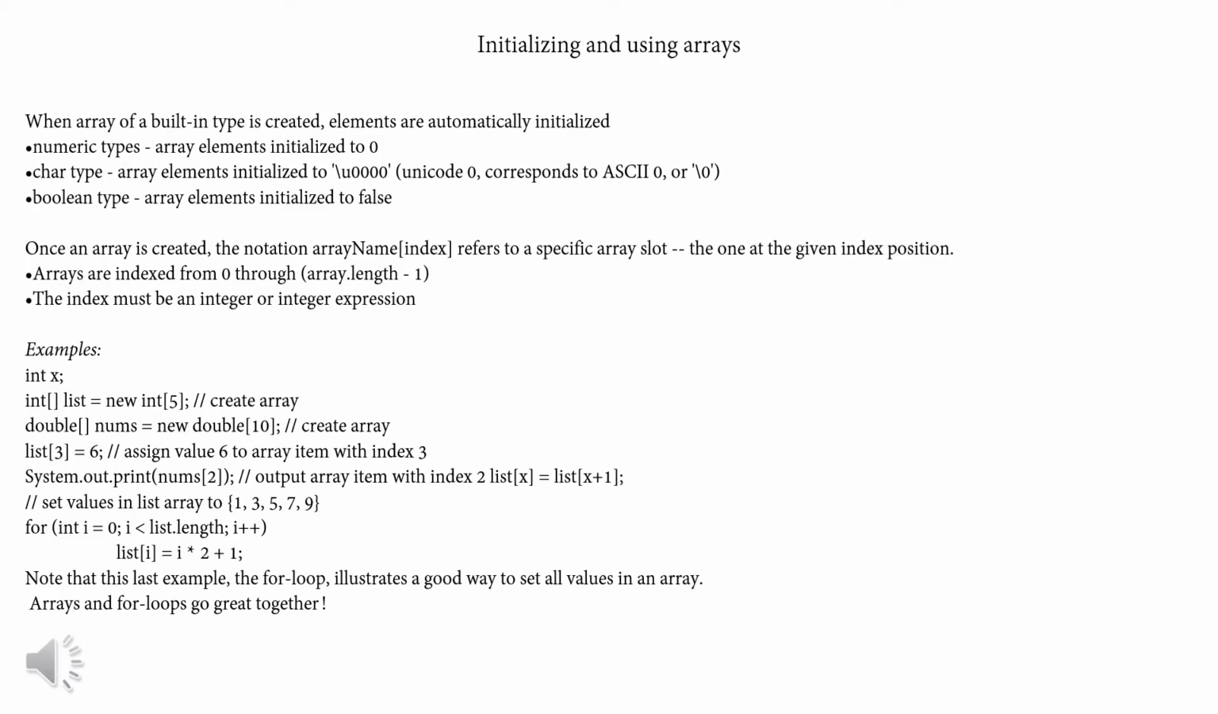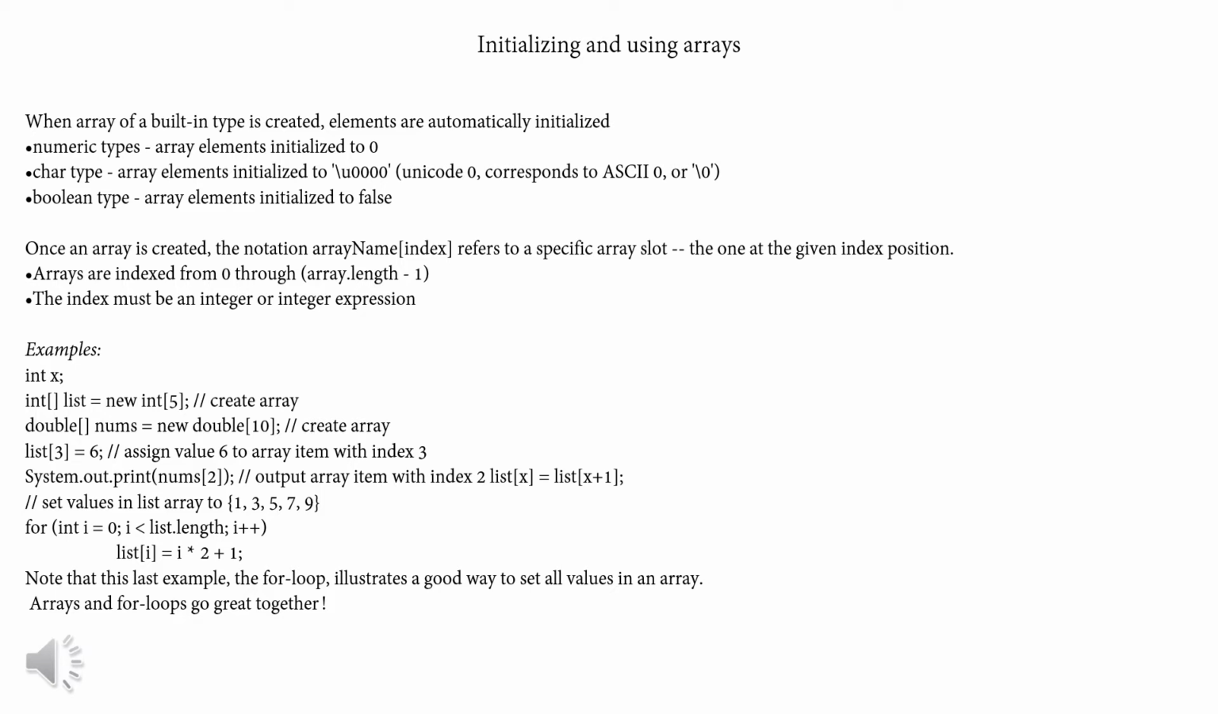So here we are going to see how we can initialize and use arrays, right? When an array of a built-in type is created, elements are automatically initialized, right? So we have numeric types, char type, and Boolean type. When the elements of an array are of numeric type, they are initialized to 0. If they are char, they will be initialized to this value. Or when they are Boolean, they will be initialized to false, right? So that's the point that you need to know.